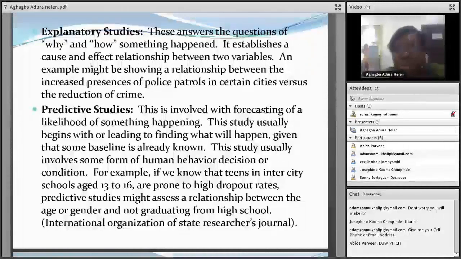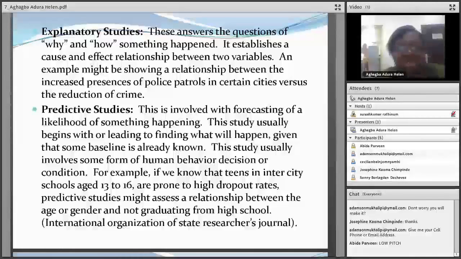Explanatory studies. This answers the question of why and how something happened. It establishes a cause and effect relationship between two variables. An example might be showing a relationship between the increased presence of police patrol in certain cities versus the reduction of crime.